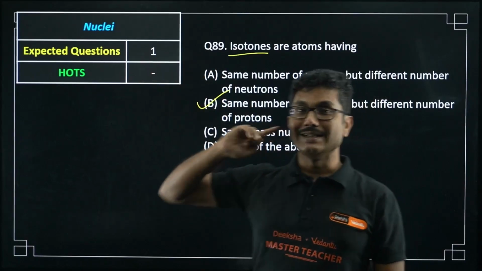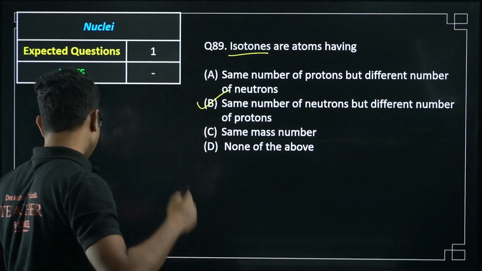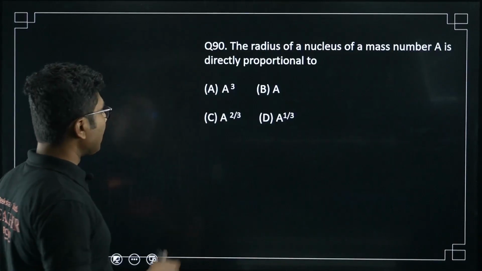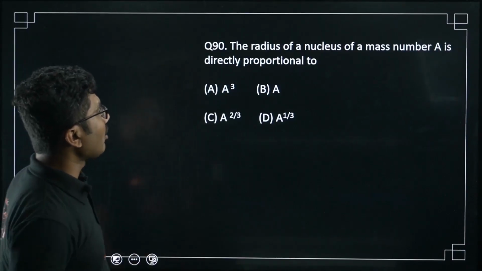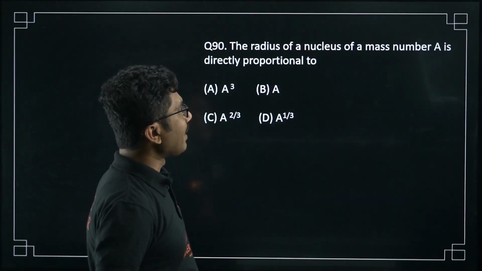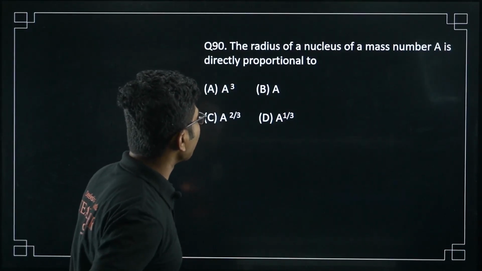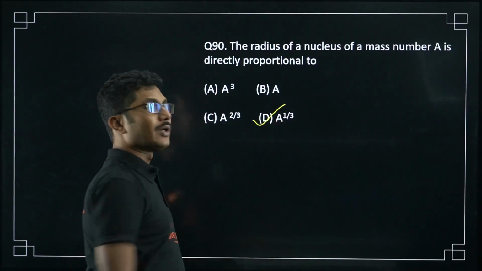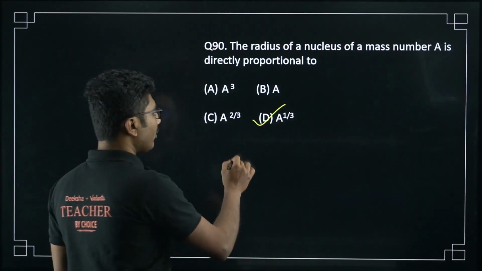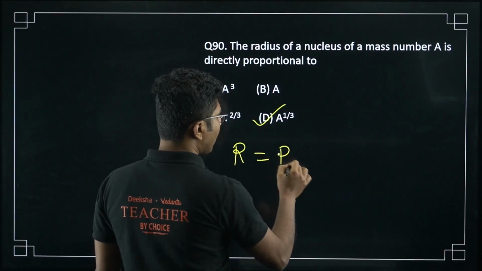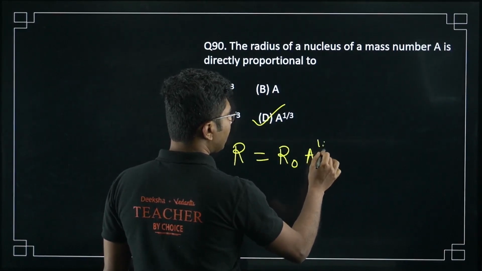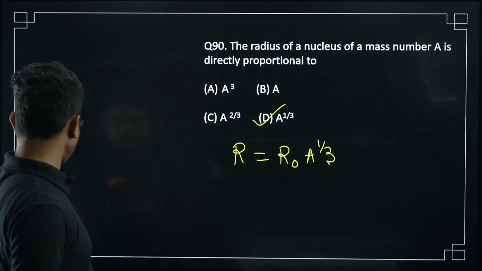And this chapter is easy, so it is highly possible that there will be an easy memory based question. The radius of a nucleus of mass number A is directly proportional to A to the power 1/3. Okay, radius is always proportional to A to the power 1/3.